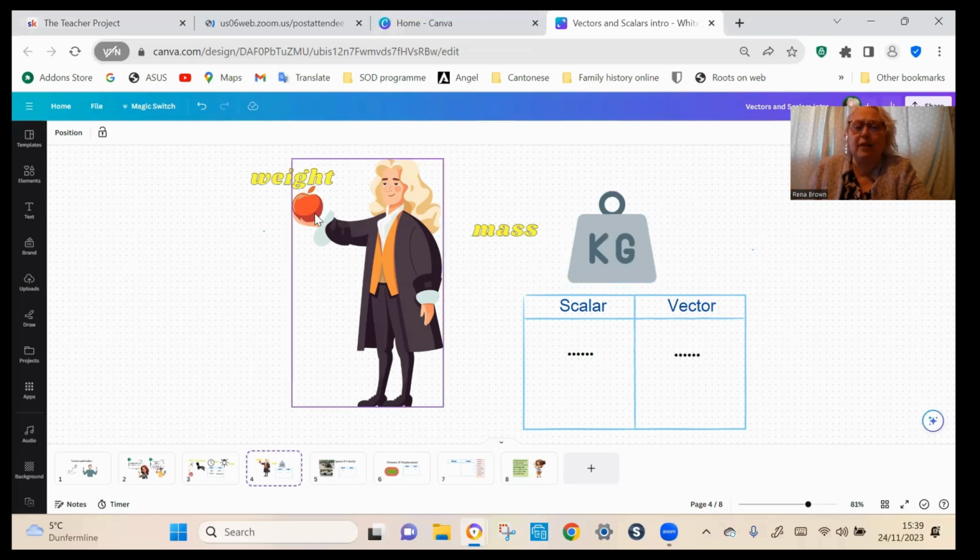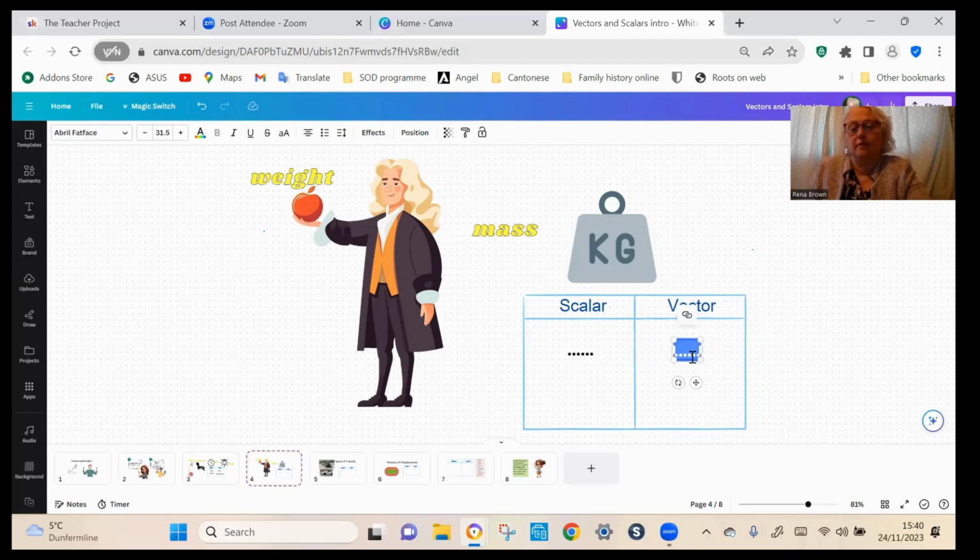This apple has a mass, but that mass is affected by gravity, and therefore it has a downwards force on this man's hand. Now, I think this man is Mr. Newton, supposed to be, has a downwards force on this man's hand. So which is our vector? Which has a magnitude and a direction? Weight or mass? Hope you got that right.